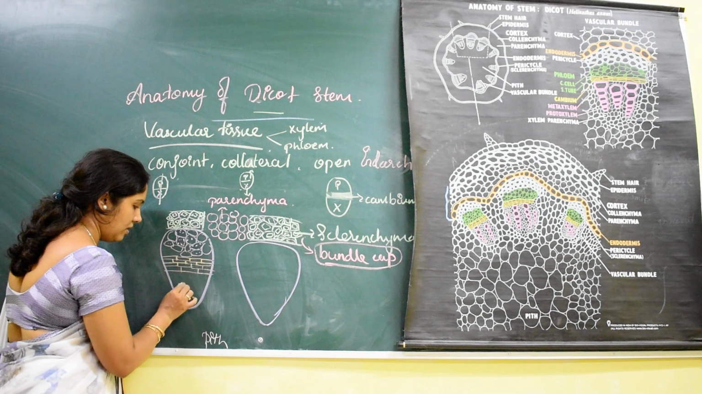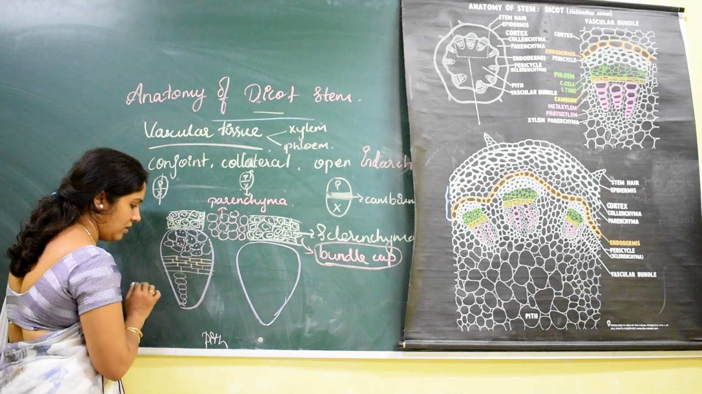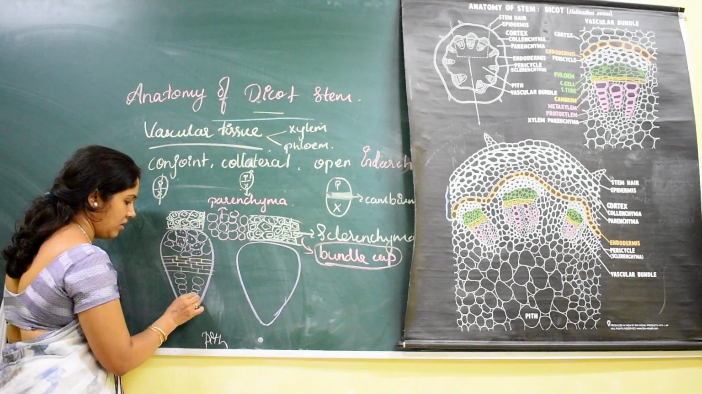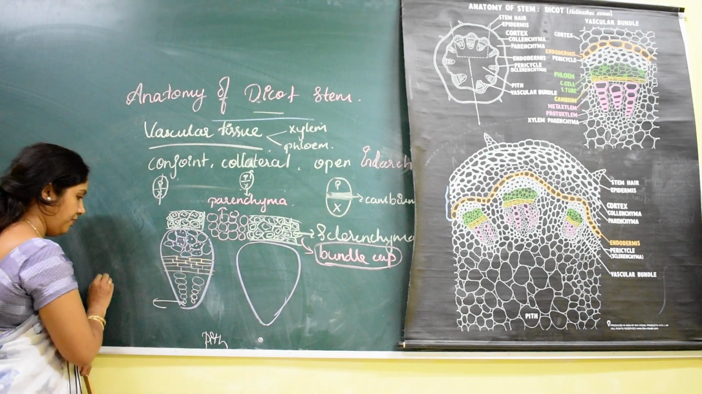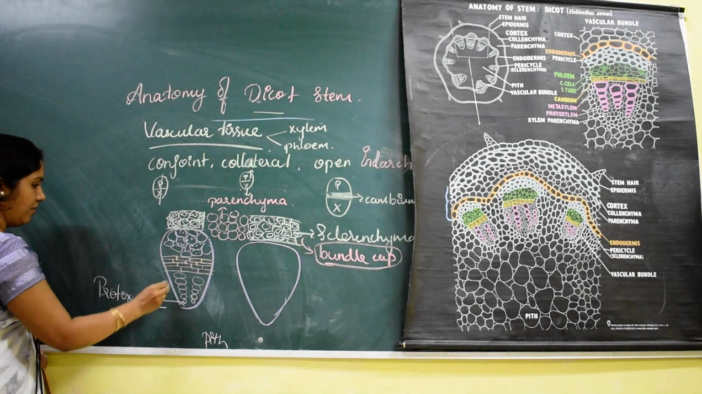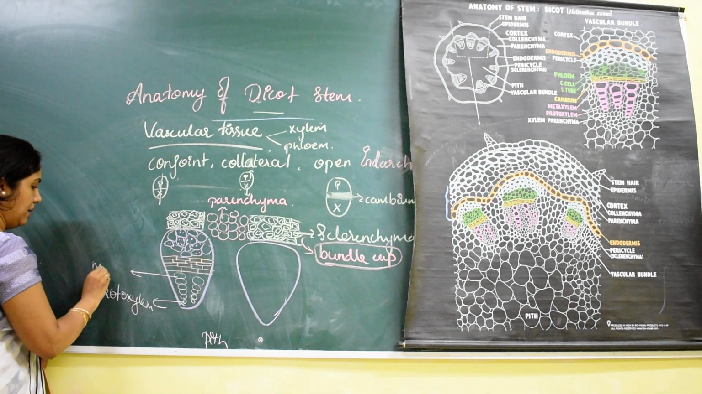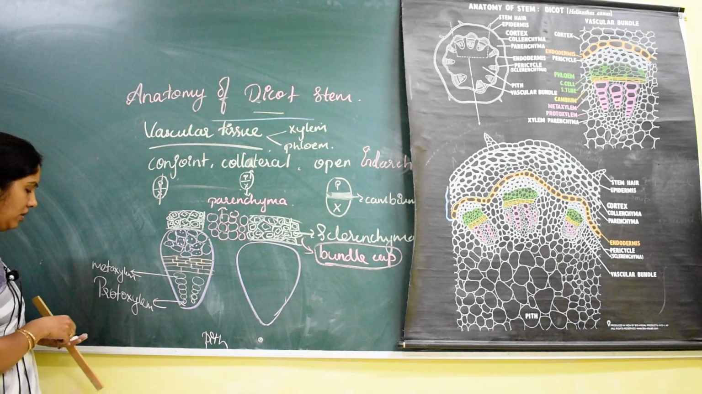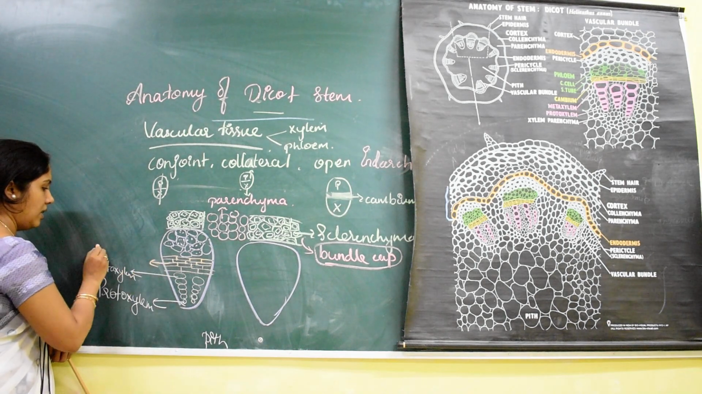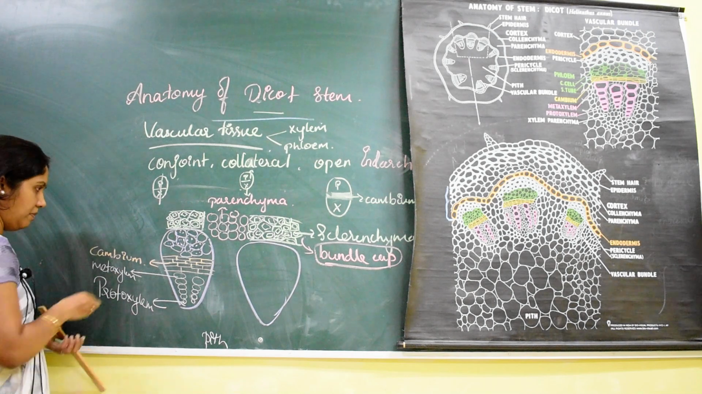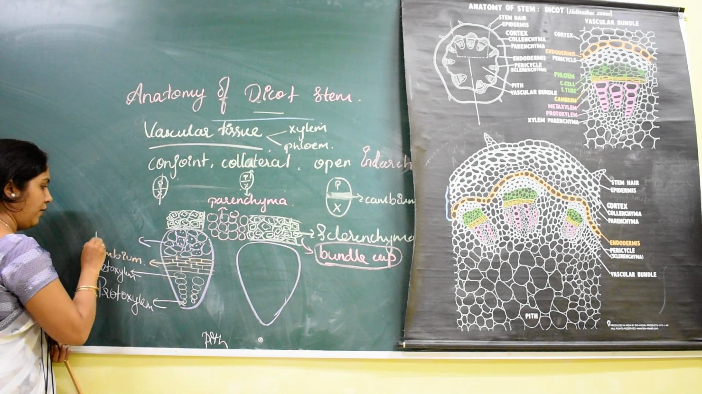Next, the protoxylem, and this larger one is called metaxylem, a larger vessel with a wide lumen. Next is the cambium, and this patch of cells is the phloem.